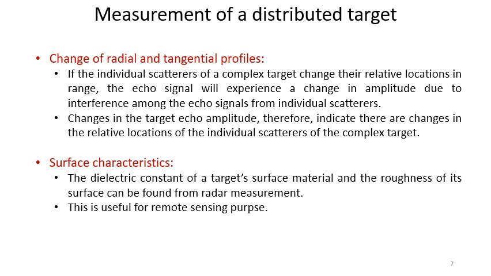Next parameter is the change of radial and tangential profiles. If the individual scatterers of a complex target change their relative locations in range, the echo signal will experience a change in amplitude due to interference among the echo signals from individual scatterers. Changes in the target echo amplitude therefore indicate there are changes in the relative locations of the individual scatterers of the complex target. Next parameter is the surface characteristics. The dielectric constant of the target's surface material and the roughness of its surface can be found from radar measurement. This is useful for remote sensing purposes.